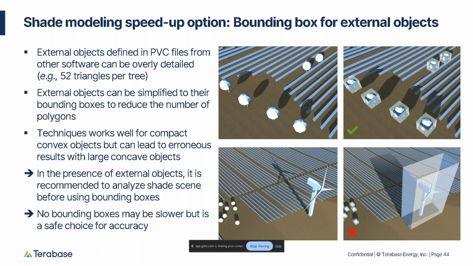But it can give erroneous results when you have very large concave objects like this wind turbine at the bottom. So what we recommend is, in the presence of external objects, if you have speed requirements, that you analyze the shade object before using the bounding boxes. You can toggle them on and off in the viewer. And if you have any doubts, just go back to no bounding boxes. It may be a bit slower, but it's the safe choice for accuracy.